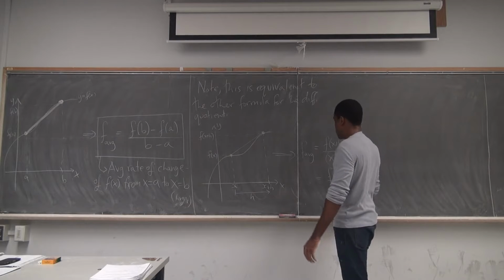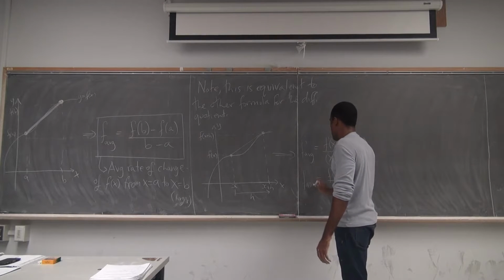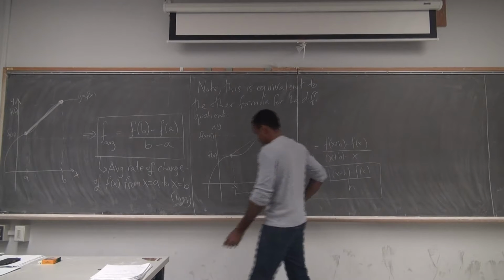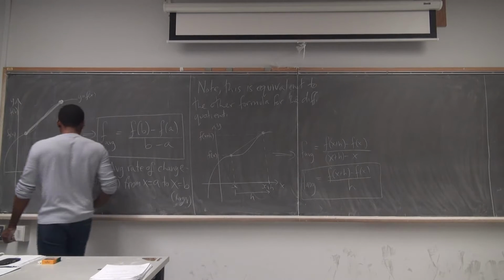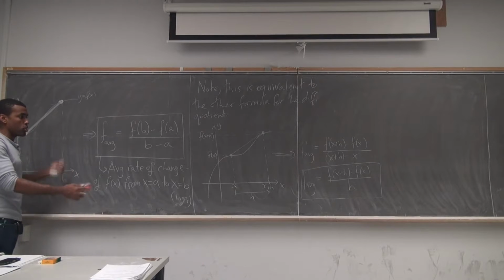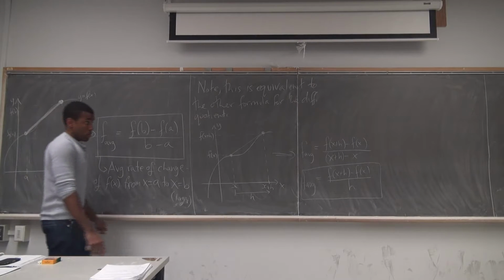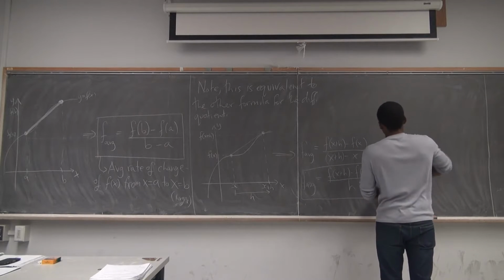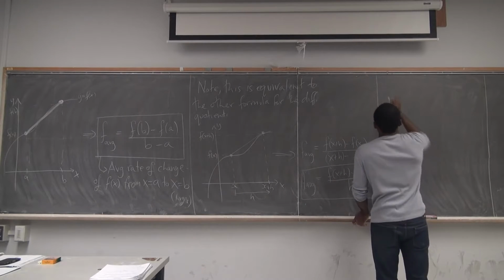It's actually a slope. It's the slope of a function between 2 points is the difference quotient. It gives us the average rate of change because the slope can be used to measure rate of change. Let's do an example.